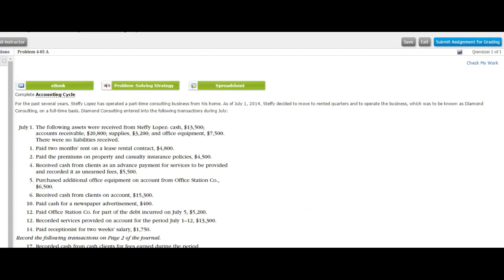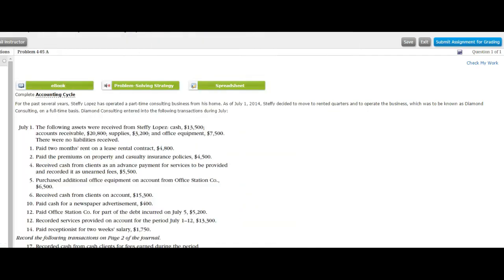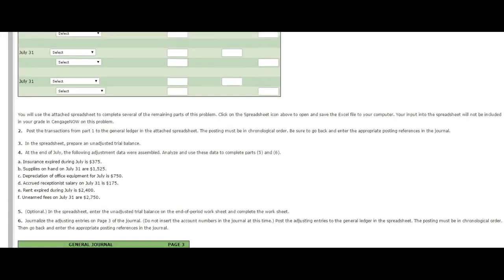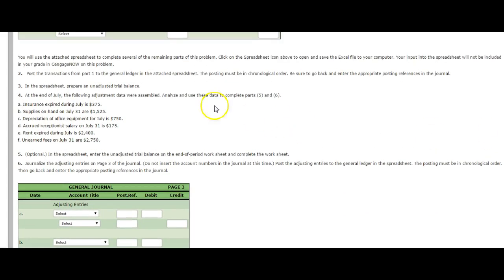on Cengage. Now remember, we've already done all the work. All you're doing right now is a plug and chug, and you are to start at number 3. So it means you go by all of these entries, and we're going to do the adjustments. But it mentions something about a spreadsheet.